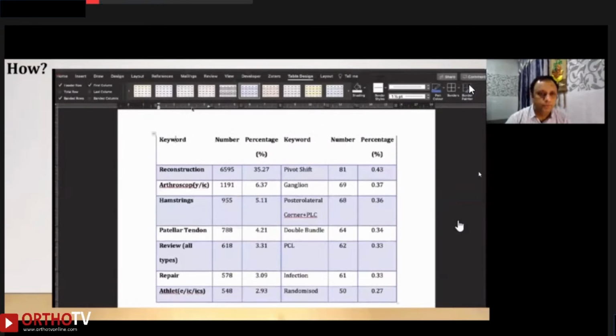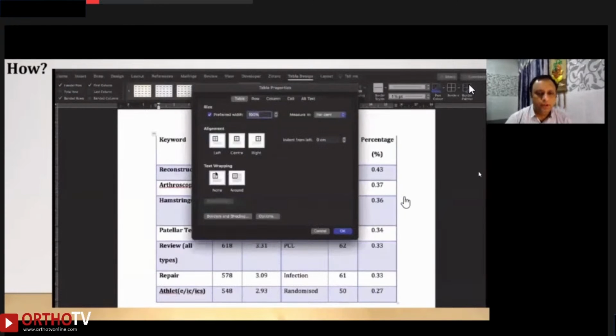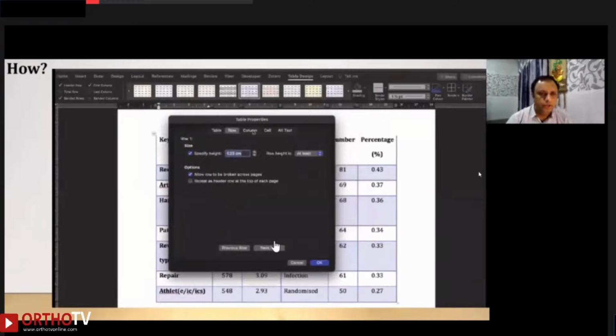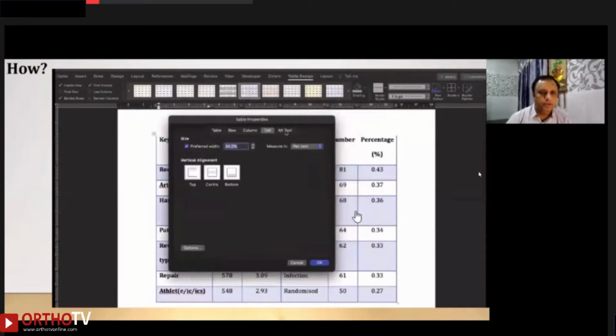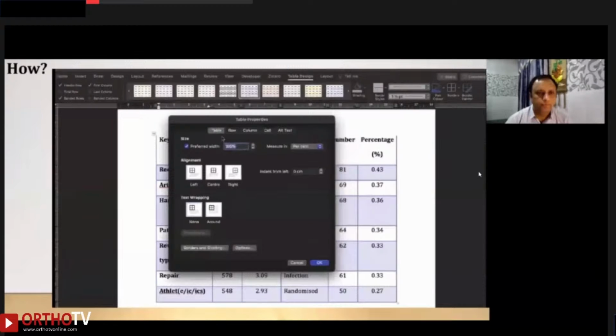Next option is table properties. Come to that shortly. So it's at the bottom here. So here you can set the properties for a table, for a row, for a column, for a cell. And these are the options available under each heading. And you can place a title here.